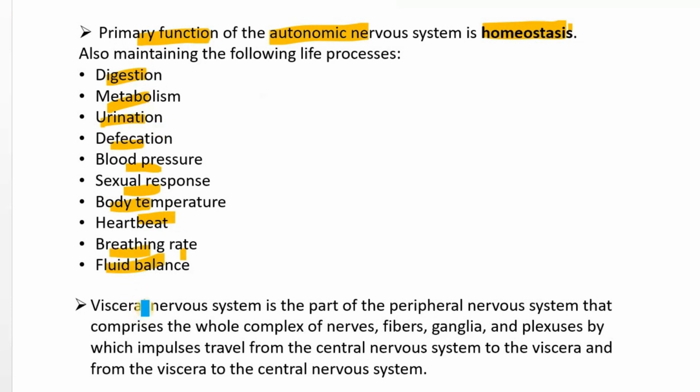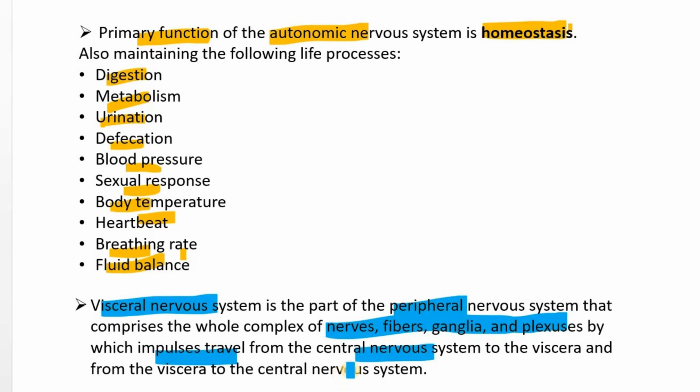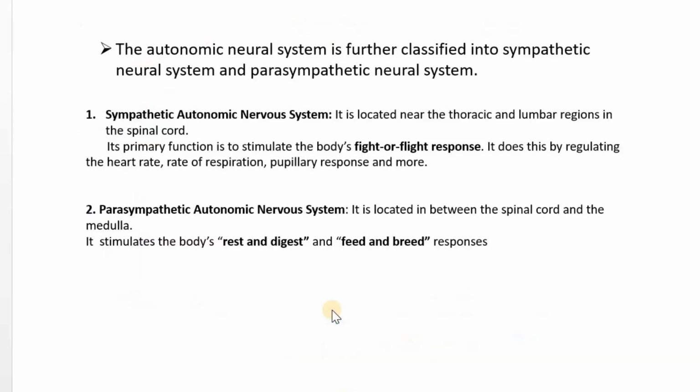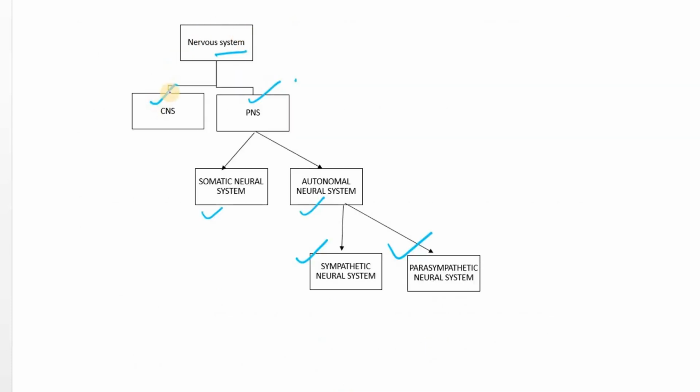Another type of nervous system present in our body is the visceral nervous system. This is a part of the PNS. It is made up of several kinds of nerve fibers, ganglia and plexuses. और ये जो visceral nervous system है, this helps the impulse travel from the CNS to the several visceral organs of our body. तो जैसा कि हमने अभी तक पढ़ा, CNS is composed of brain and spinal cord.